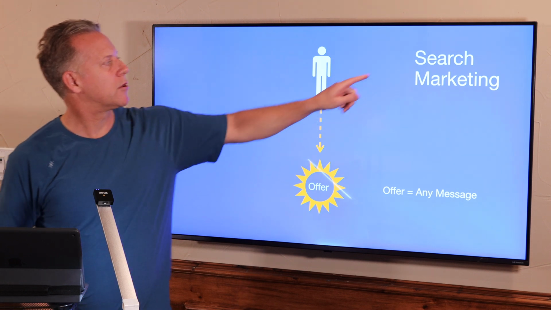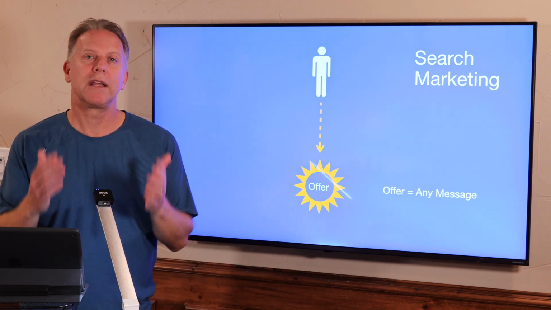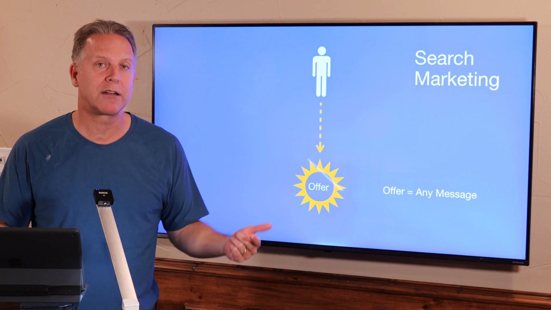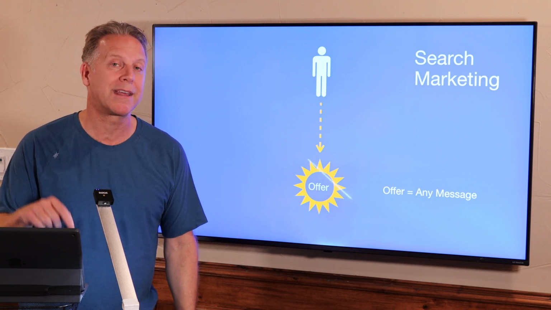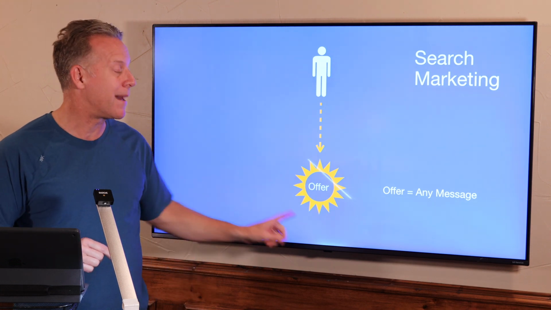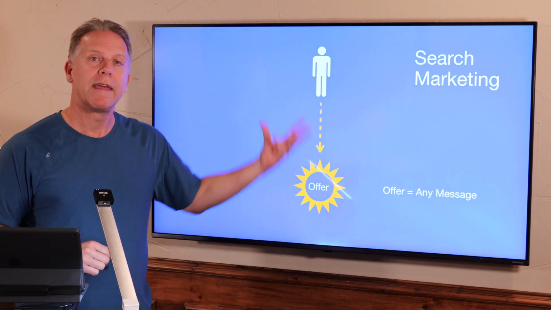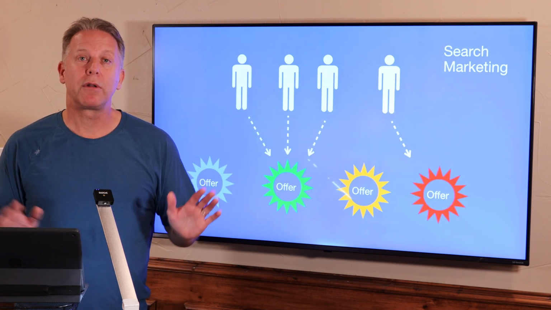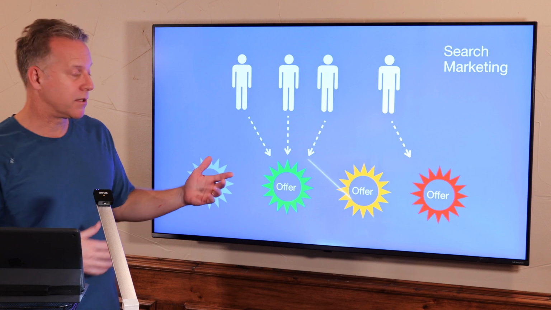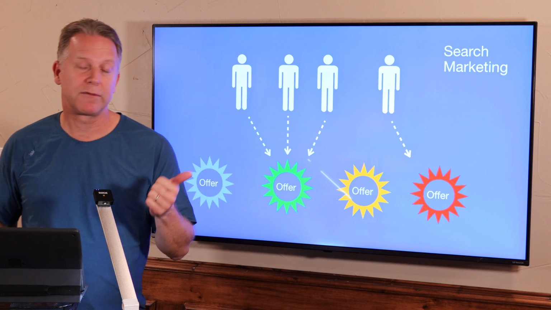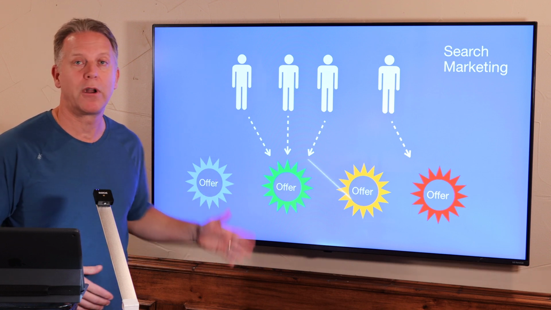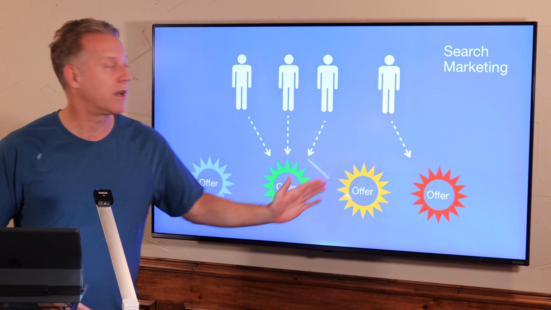But specifically, we're talking about search marketing. This is when an individual is looking for something specific. If they're looking to do cosmetic dentistry, they're going to be searching for cosmetic dentistry, and you want to have your message, your offer, out there that will attract them to cosmetic dentistry. When you put out these different offers in your business, you may have one for, say, cosmetics, for Invisalign, for sedation, for sleep medicine, for implants. There's all kinds of different offers, messages you could have out there.